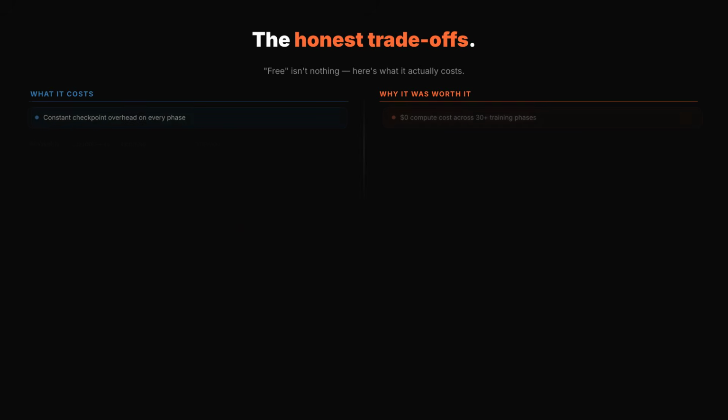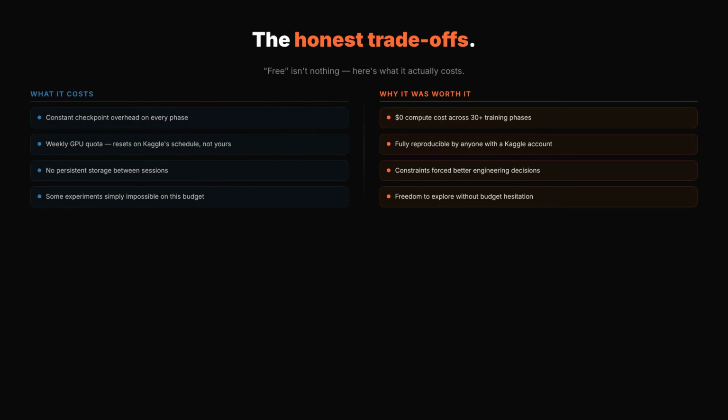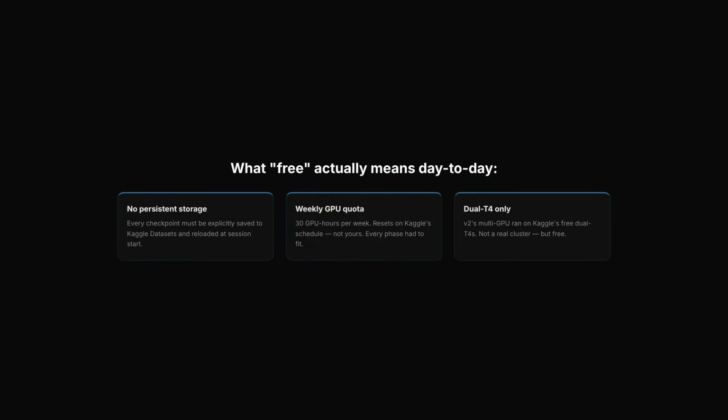I want to be direct about what free actually costs, because it isn't nothing. The session time limit means checkpointing isn't optional. It's constant overhead on every single phase. There's a weekly GPU quota that resets on Kaggle's schedule, not mine. Hit that limit mid-phase, and the work simply waits, sometimes for days, no matter how close I was to finishing. There's no persistent storage between sessions either, so every checkpoint has to be explicitly saved out and reloaded, which is its own layer of engineering that a dedicated machine would never require.